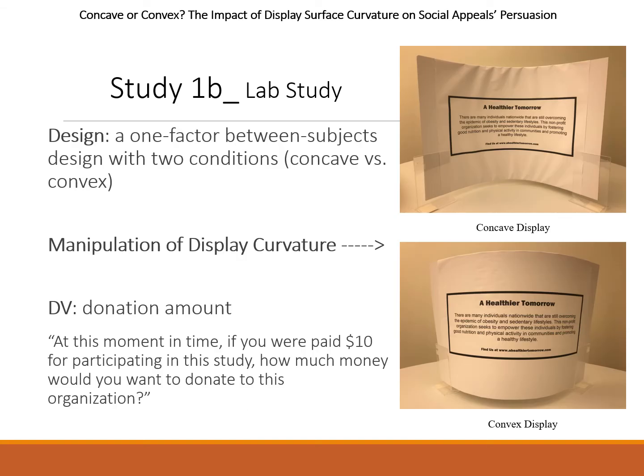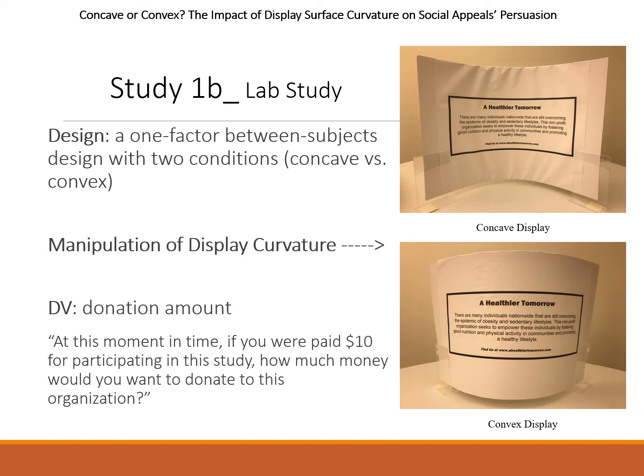So this is the overview of study 1B. Study 1B is a lab study. Since our focus is on the curved surface, we center on the two curved conditions in this study and the following studies. In this lab study, we aim to test hypothesis 1B in a nonprofit context using charitable appeals.